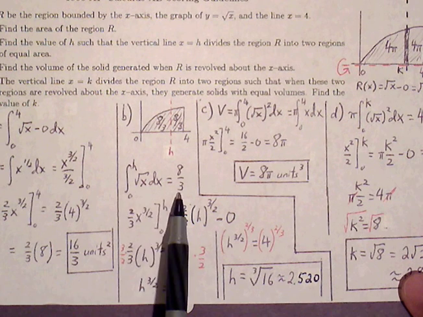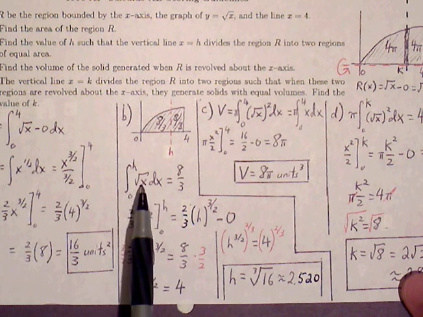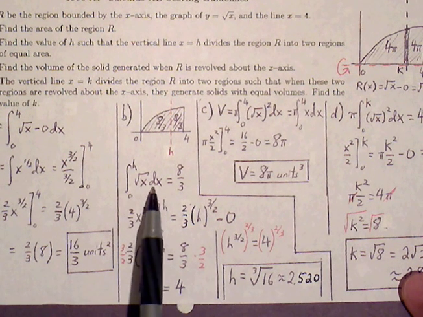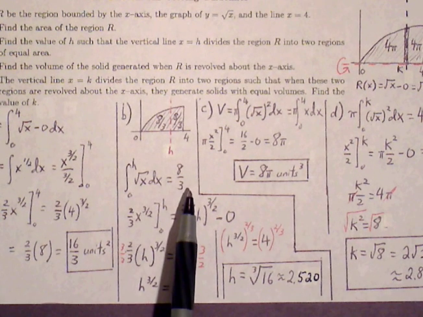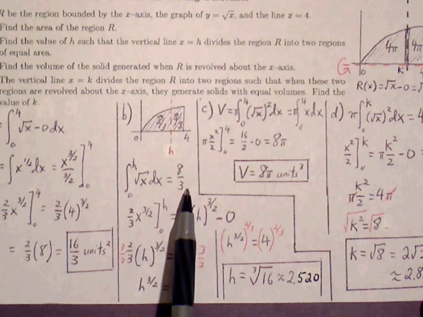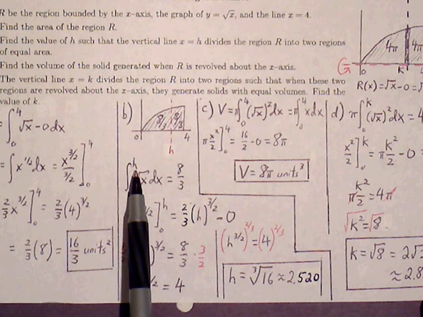So here's our formula. The definite integral from 0 to h of our function, which is root x minus 0, top curve minus bottom curve, I left out the 0, is equal to 8 thirds. So if we know it's equal to 8 thirds, we don't have to worry about finding the area. We just have to focus on finding that upper bound.